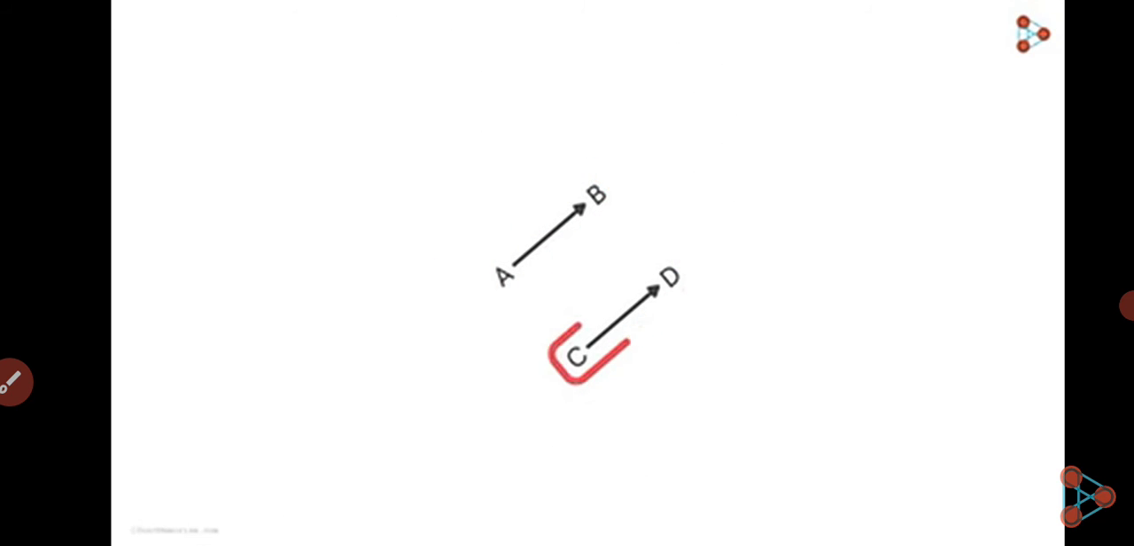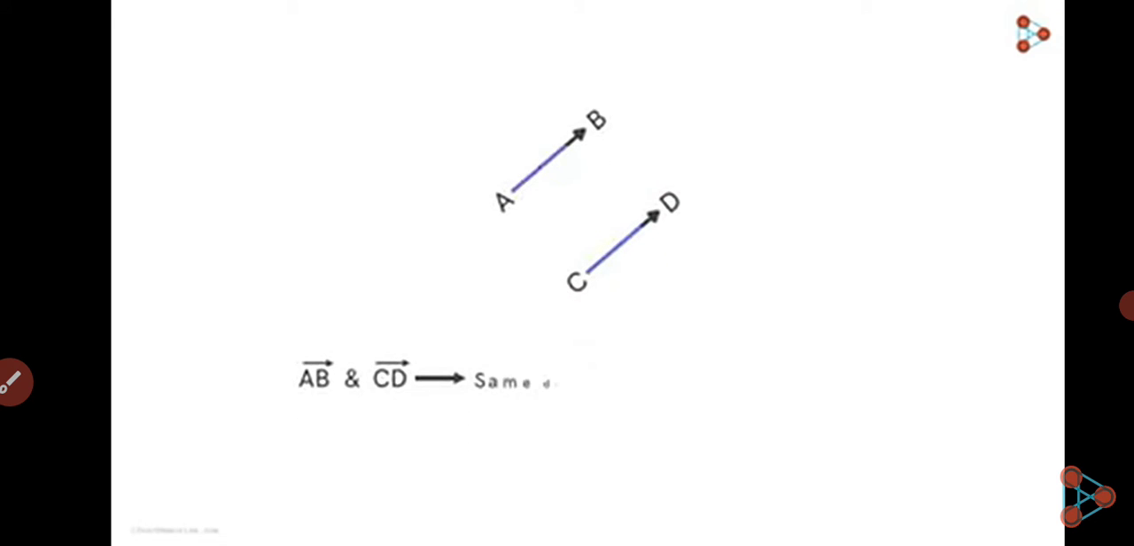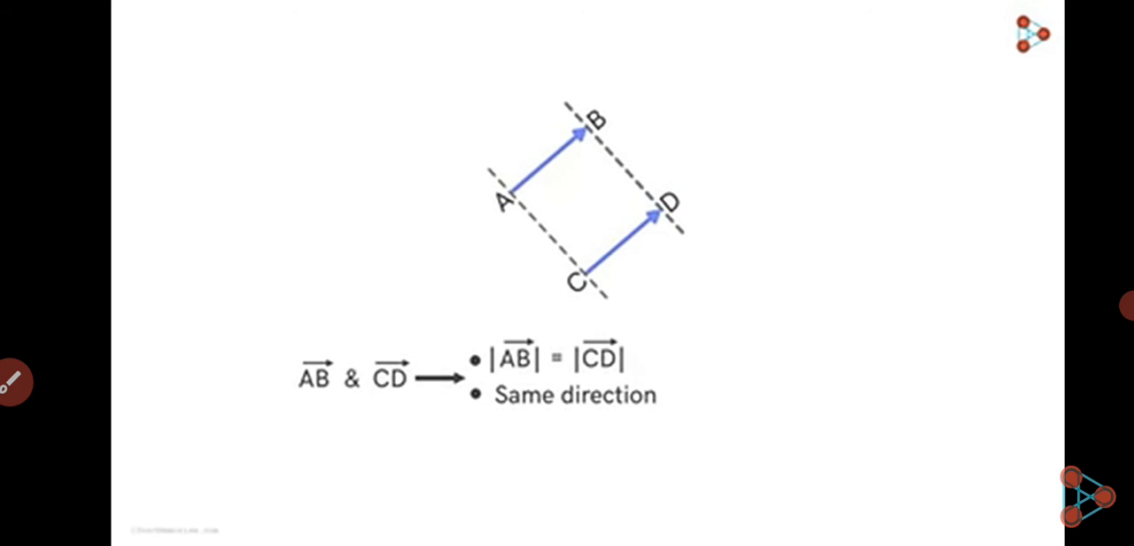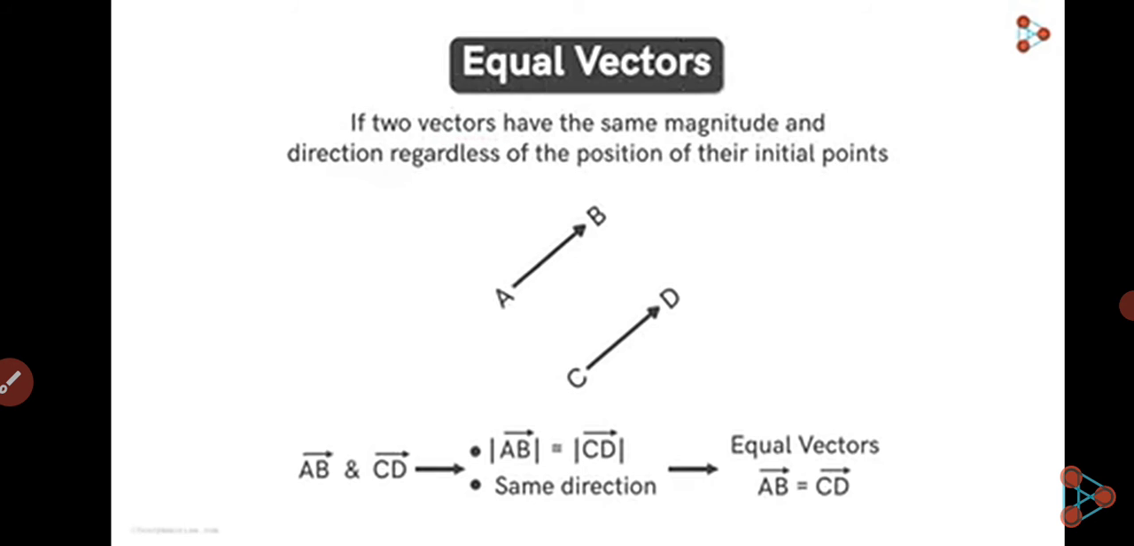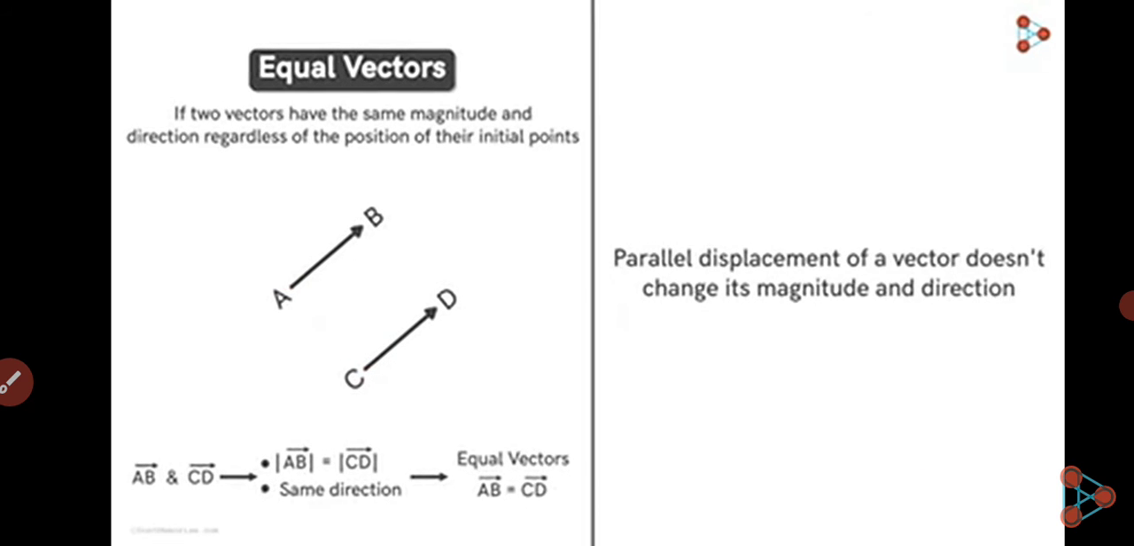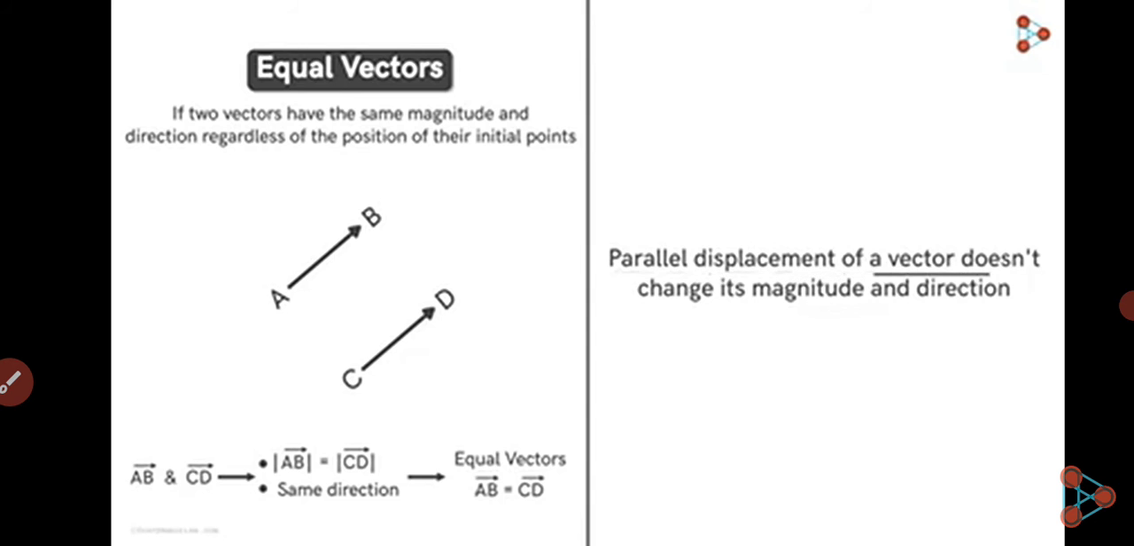Now concentrate on AB and CD. Do you observe that AB and CD have the same direction as well as the same magnitude? That means these vectors are equal vectors. So this is the definition of equal vectors. I hope you understood. Now let us move towards the next type of vectors. Dear students, these all constitute our types of vector.